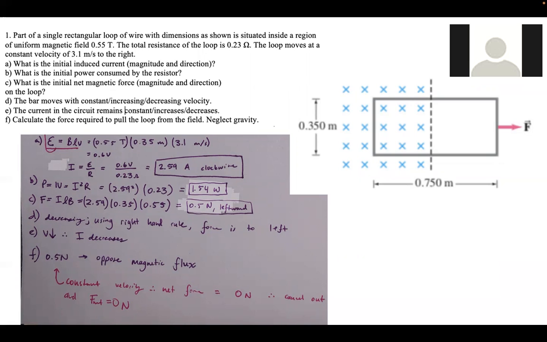Right off the bat, we can see that we're dealing with a loop that's moving through a field, so we know to use the EMF = BLv equation. That's kind of our special case, so just keep that in your back pocket. At this point, we can just plug in everything. They gave us the field, the length that's in the loop, and how fast it's going. You can solve for that 0.6 volts. Next we treat it as if we're using V = IR, just solving for I.